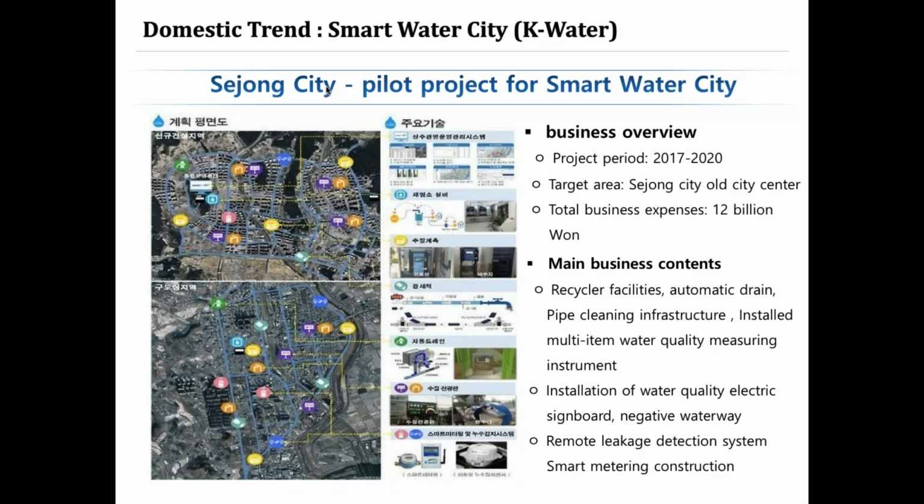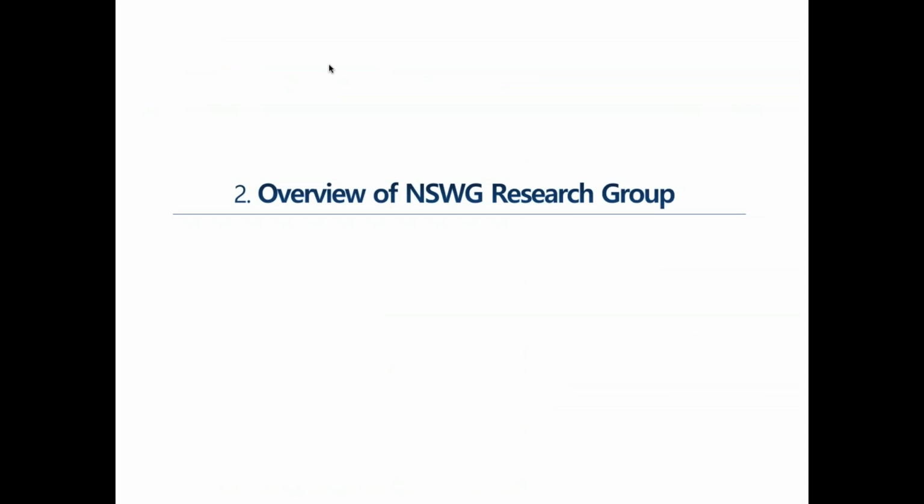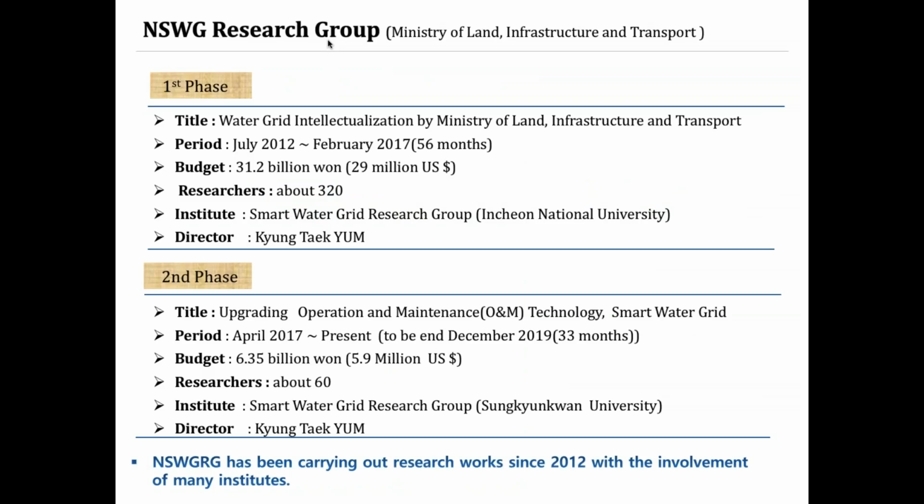Another big trend in the water industry in Korea is the Smart Water City project. As one of the symbolic pilot projects, the Daecheong Smart Water City project is running from 2017 to 2020 with total business expenses of about 12 million US dollars. In line with these water policies, the National Smart Water Grid Research Group was established in 2012.